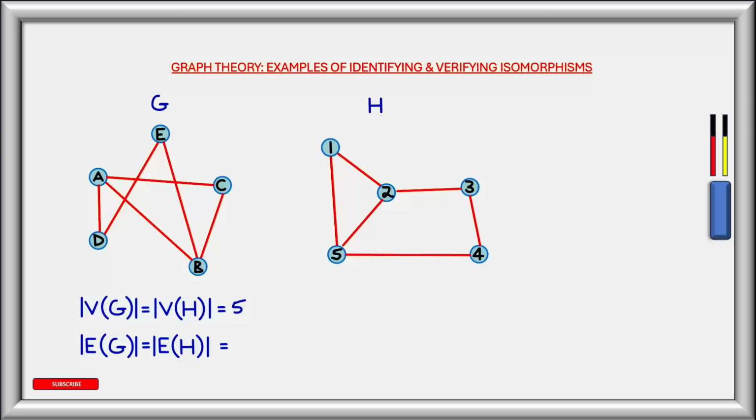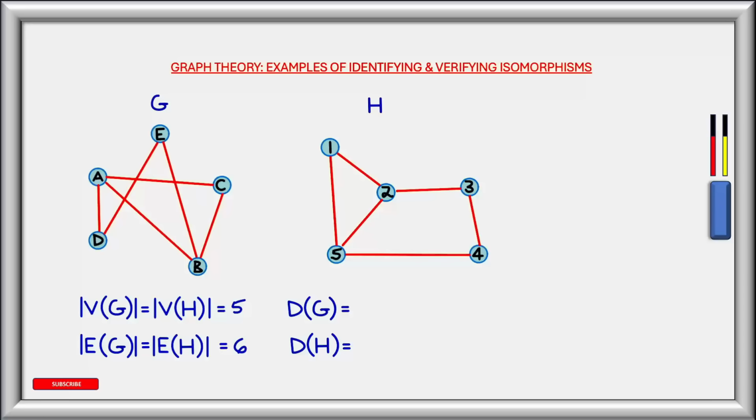And now moving on to the edge count. In graph G, we have 1, 2, 3, 4, 5, 6 edges. And in graph H, we have 1, 2, 3, 4, 5, 6 edges. And so both graphs have 6 edges. So the edge count is the same.